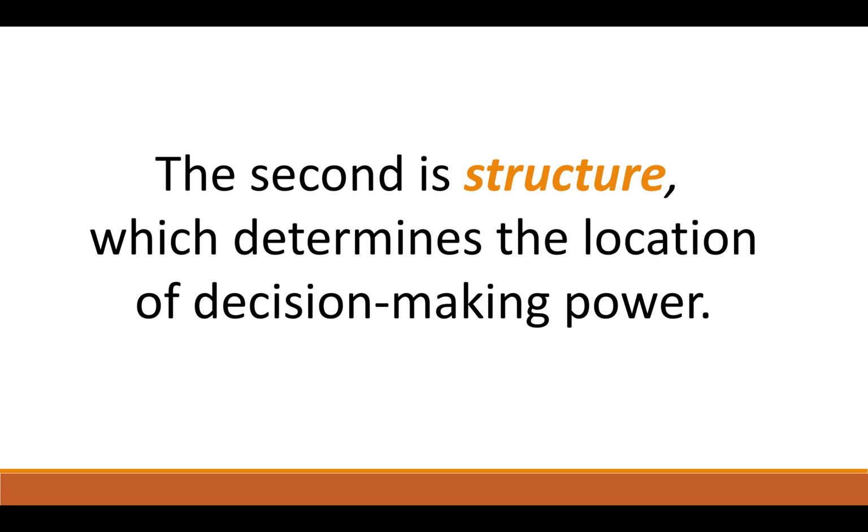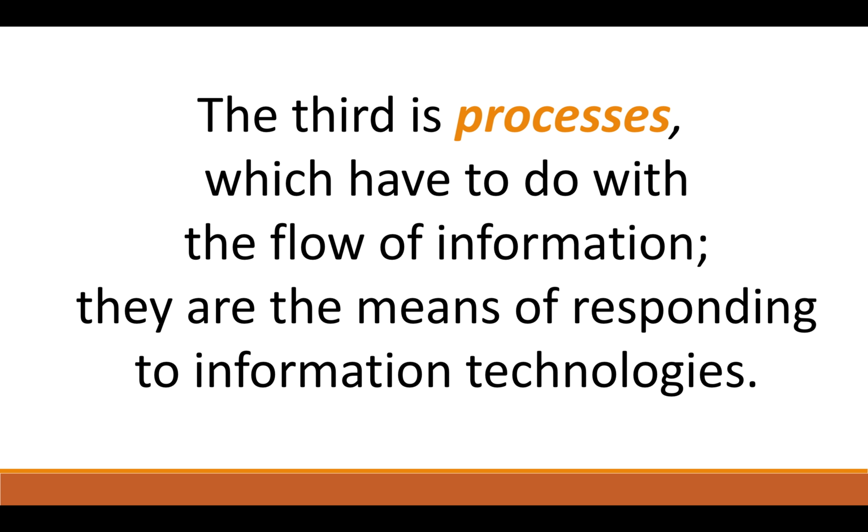The second is structure, which determines the location of the decision-making power. Who is going to be the individual making these decisions? That's kind of like a little bit of an organizational chart. Is it going to go from the top down, or the bottom up? So your second slide is going to determine structure. The third portion of the model is process, which has to do with the flow of information. They are the means of responding to information technology.